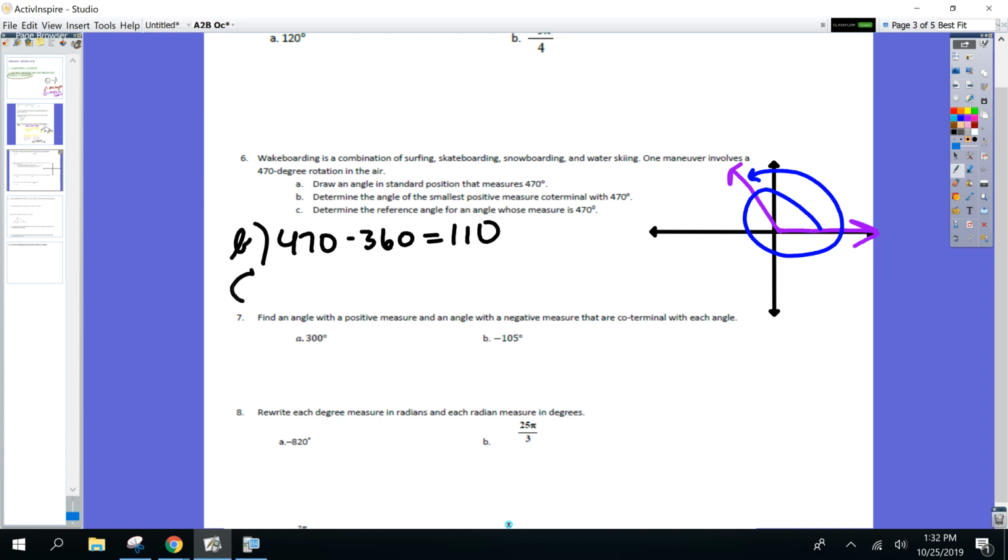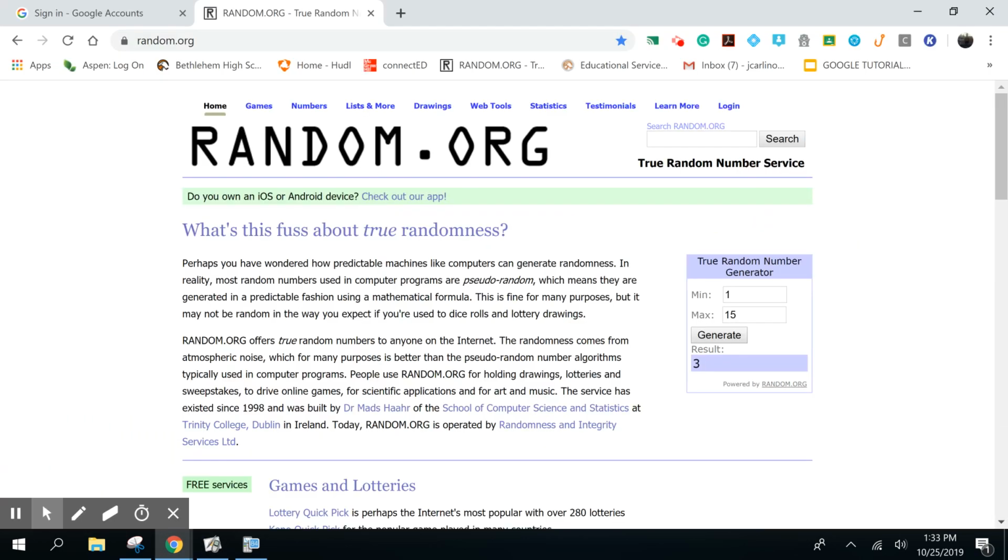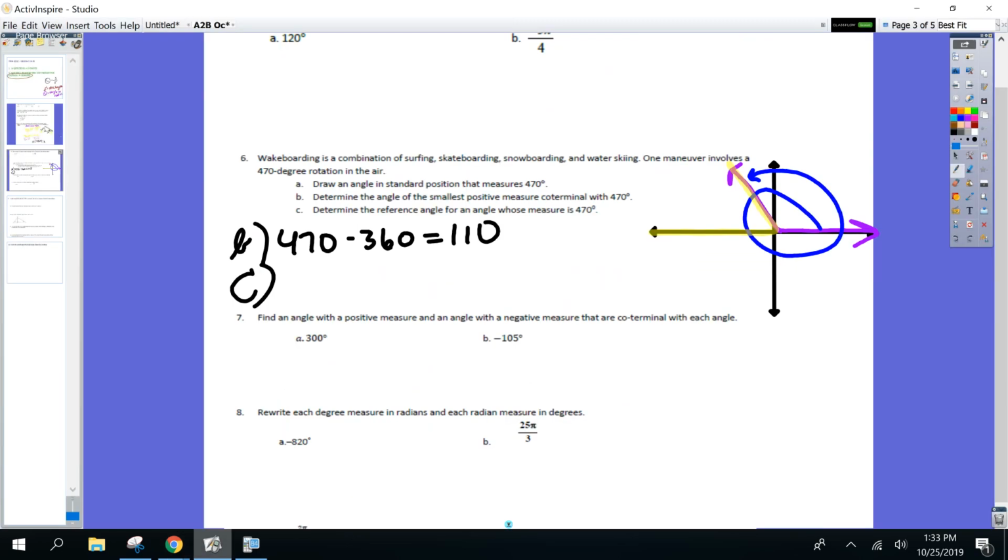And finally, determine the reference angle. Reference angle: terminal side and x-axis, less than 90, always positive. And don't let the 470 creep into your mind. Deal with the 110 instead. So what's going to be that reference angle here? Less than 90 and positive. 70 degrees, yep. 180 minus 110.